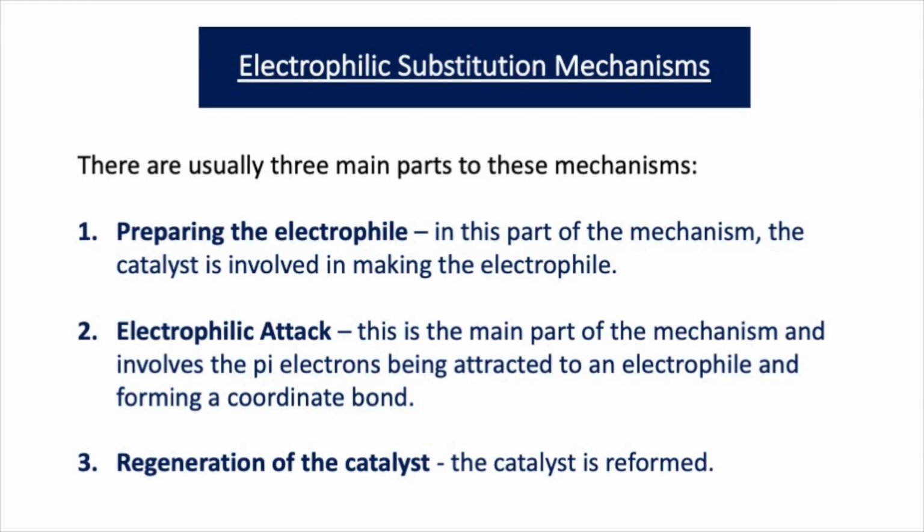Now, in our previous video, we looked in detail at the mechanism of electrophilic substitution reactions. And there are usually three main parts to the mechanisms of these reactions. The first step or stage is the preparation of the electrophile. And in this part of the mechanism, the catalyst is heavily involved in making this electron pair acceptor.